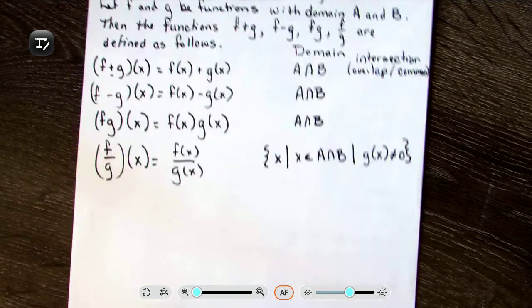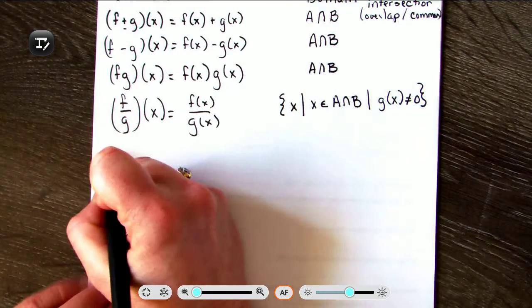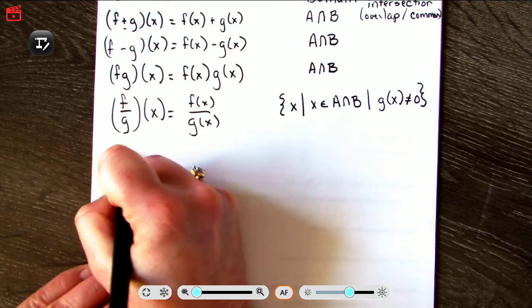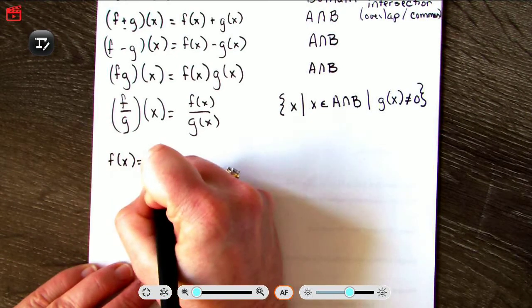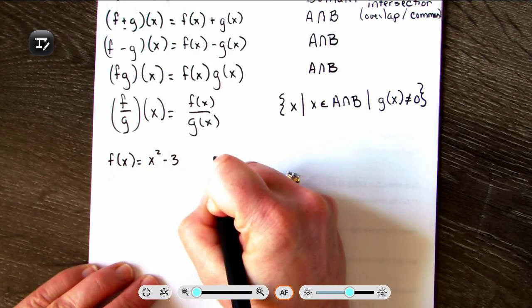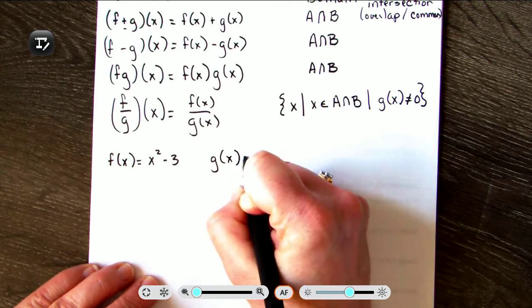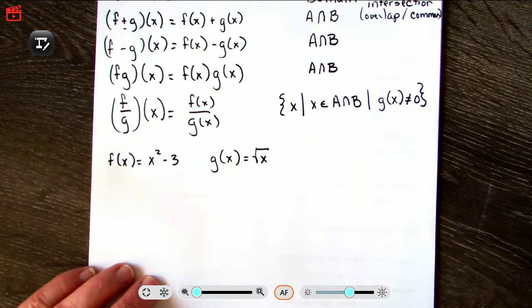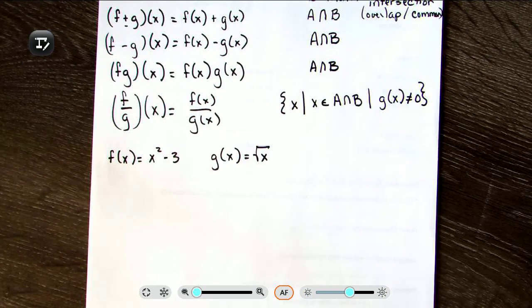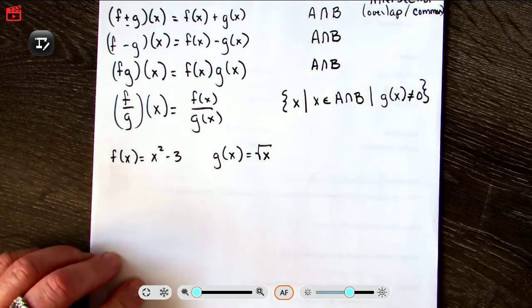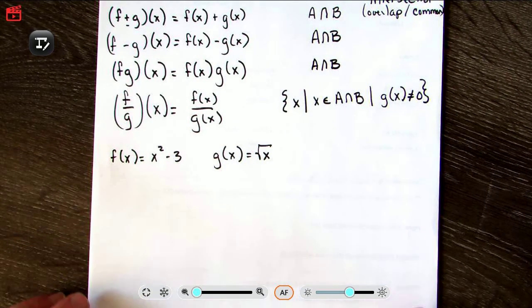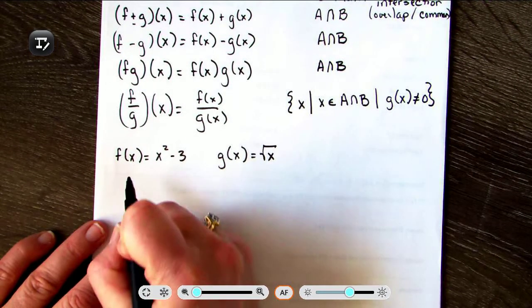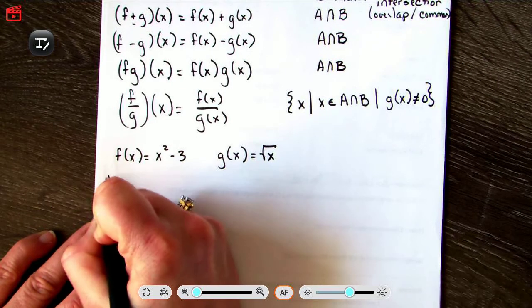So let's do an example. Let's look at f of x equaling x squared minus 3, and we'll look at g of x being our simple square root of x. Okay, and let's say I wanted to do, what is the domain?